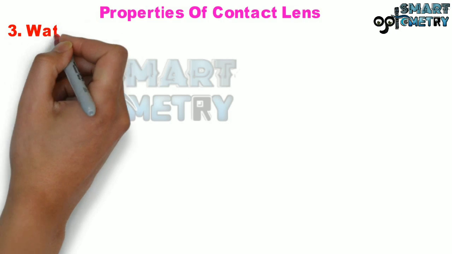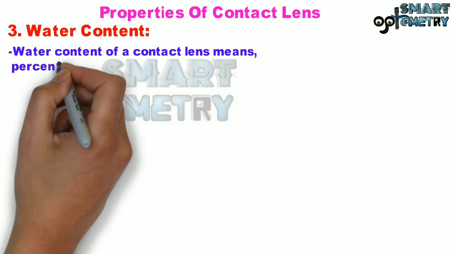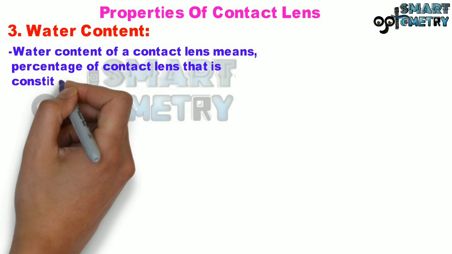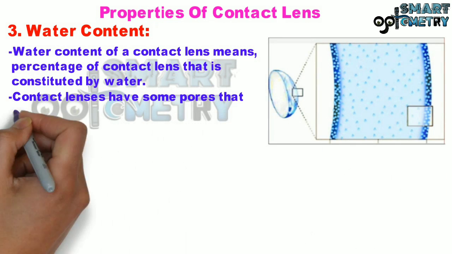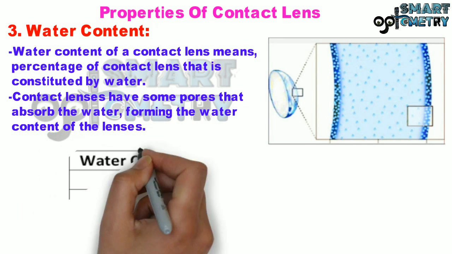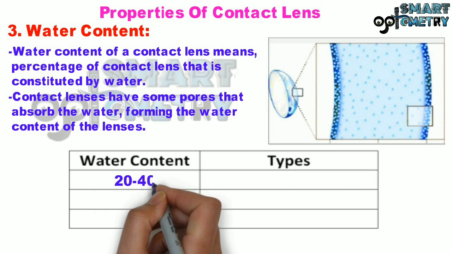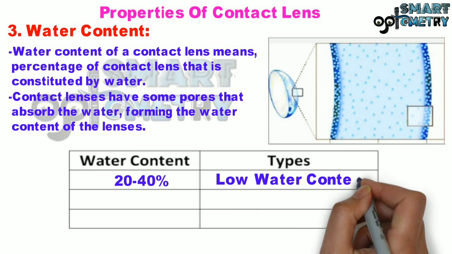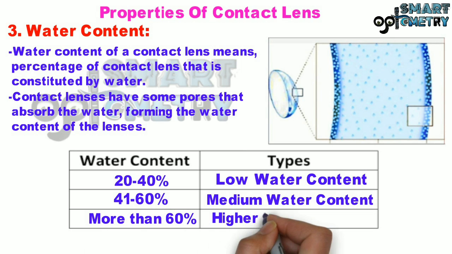Now let's discuss water content. Water content of a contact lens means the percentage of the contact lens that is constituted by water. Contact lenses have some pores that absorb water, forming the water content of the contact lens. This table represents the types of water content depending upon the percentage of water. If 20 to 40%, low water content. If 41 to 60%, medium water content. If more than 60%, high water content.